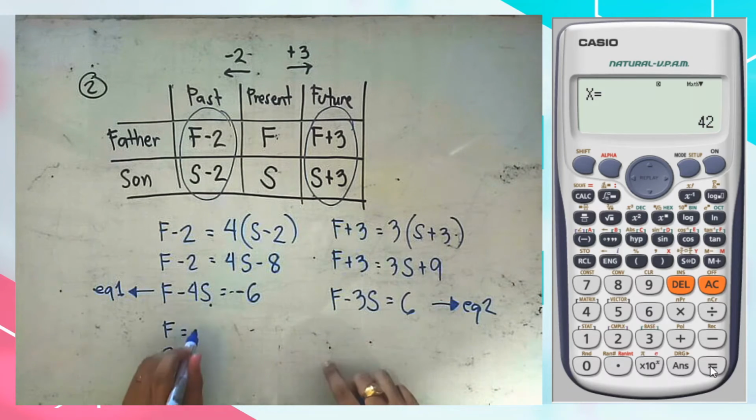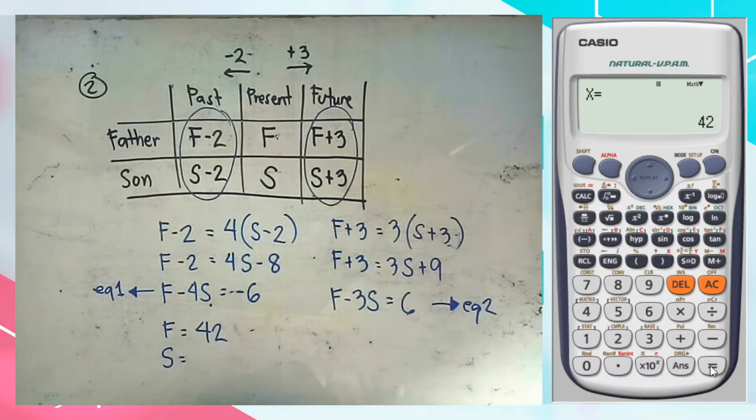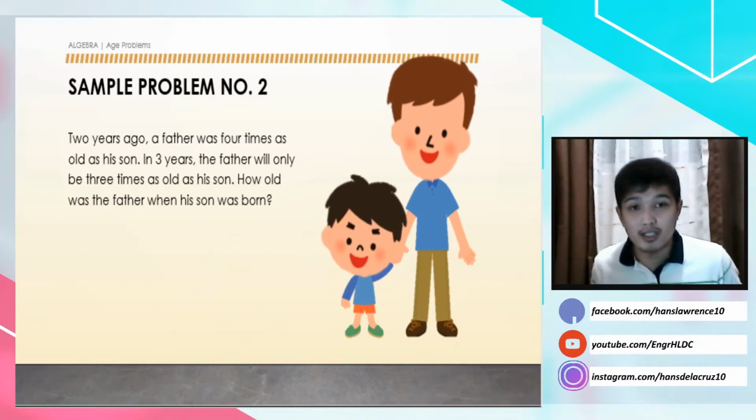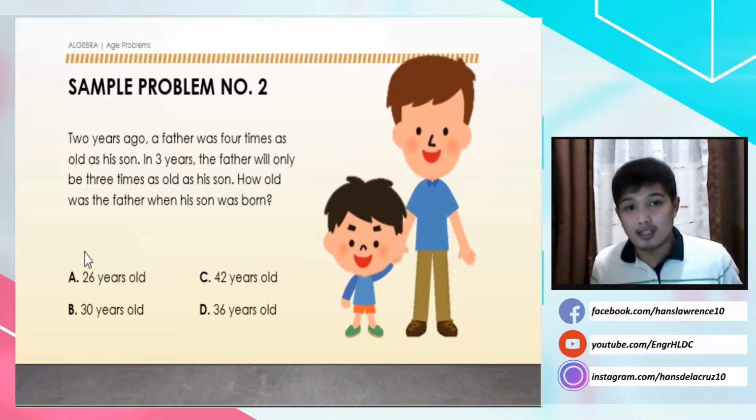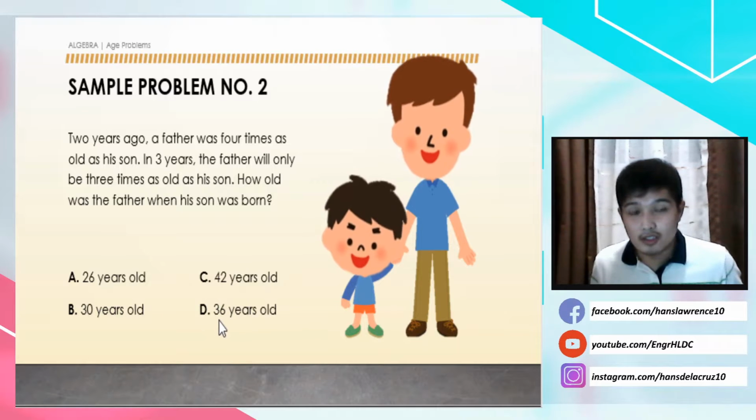So, F is equal to 42, and then yung son is 12. Okay, so ayan. F, 42 years old. Si son is 12 years old. Okay, so balik tayo sa PowerPoint. At hindi ko na naman napakita yung choices. So may choices yan, class. Yan, so A 26, B 30, C 42, D 36.